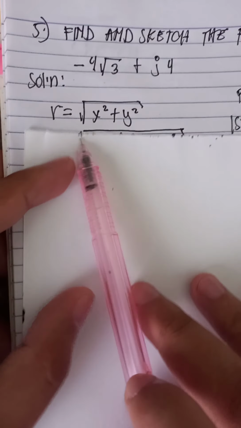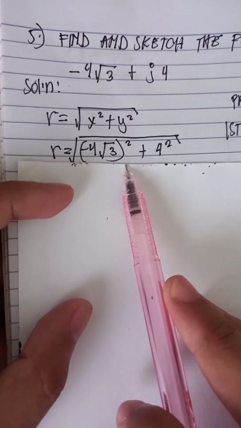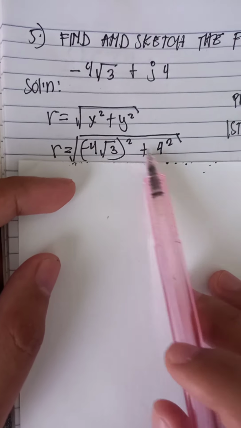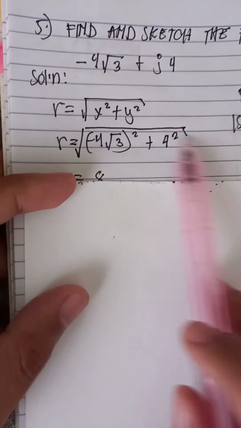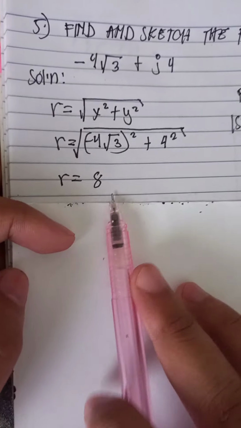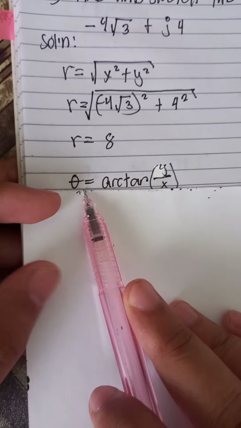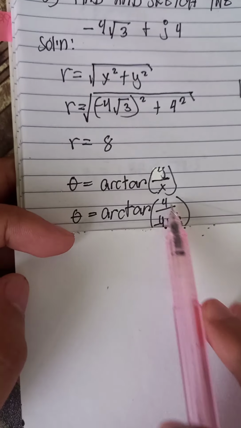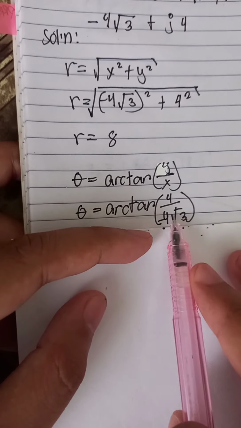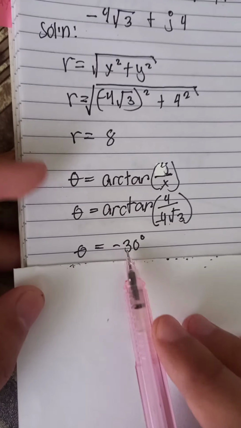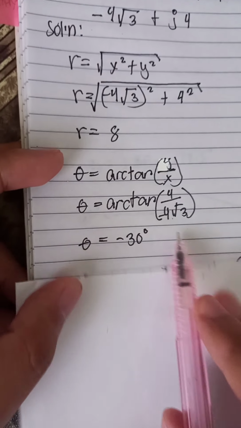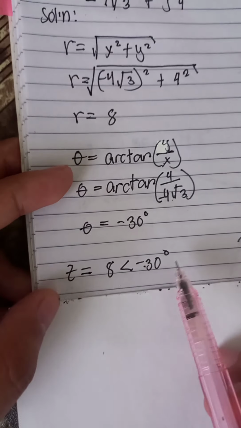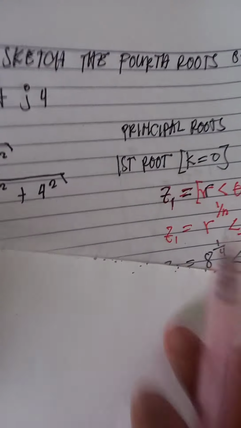So first get the value of r, which is the square root of x squared plus y squared. The value of x is -4 square root of 3, squared, plus 4 squared. Simplifying this using your calculator, r is equal to 8. Then get the value of the angle, which is arctan of y over x. The value of y is 4, and the value of x is -4 square root of 3. So the angle is -30 degrees. So this is the polar form, 8 angle of -30 degrees. So we have to find the principal root.